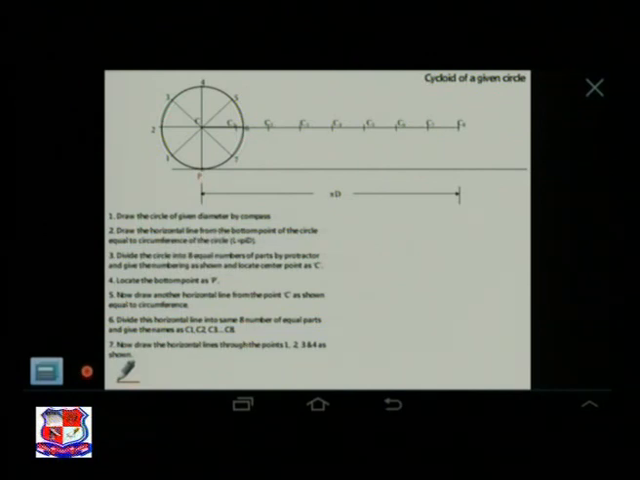Already we have divided the circle into 8 equal parts. Now we have to draw the horizontal lines from the points onto the circle. From 1, I have drawn a horizontal line that will be parallel to the line drawn from the bottom point as well as from the center point. From 1 it will automatically pass through 7, so there is no need to draw once again from the 7th point.